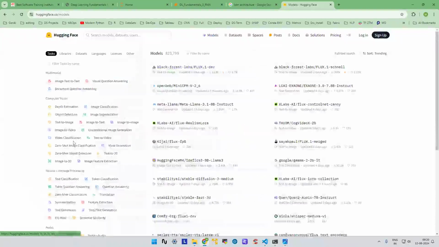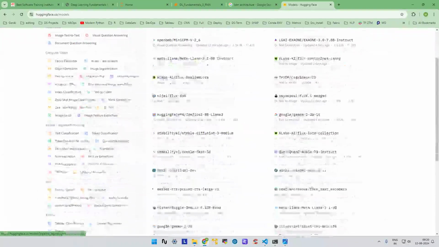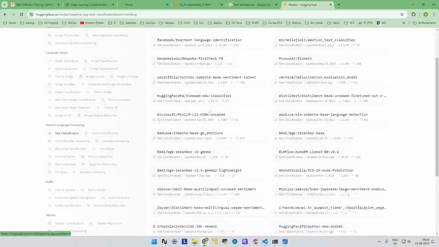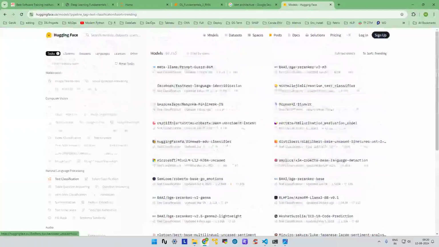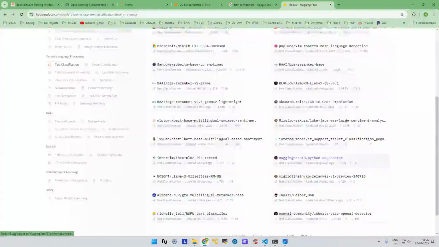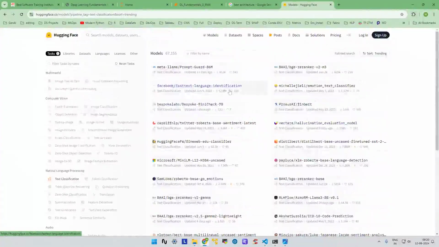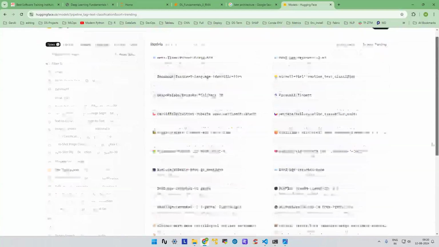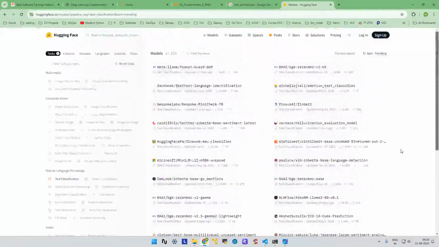Here, if you go to models, there are various categories. Under text classification, we have a lot of models. We can share our models right here. There are even big organizations like Facebook that share models. So rather than building our own, we can utilize these models. Will we learn about this in this course? Yes, it's part of the course.